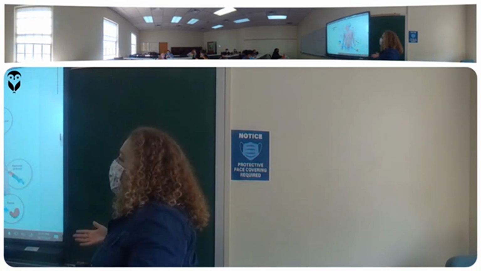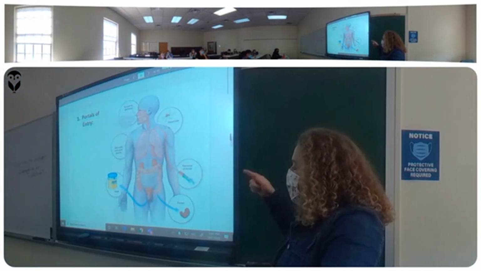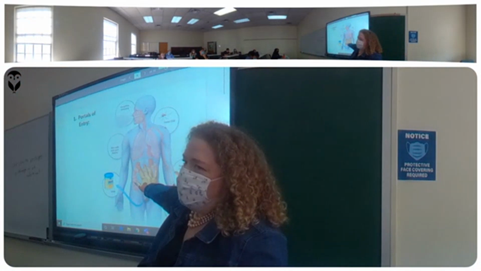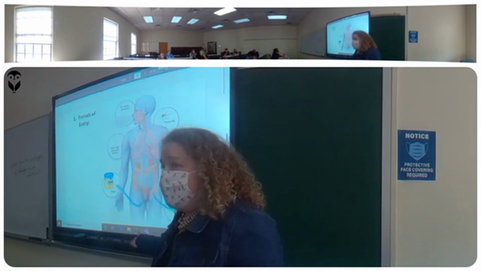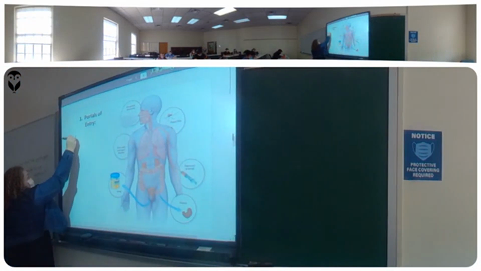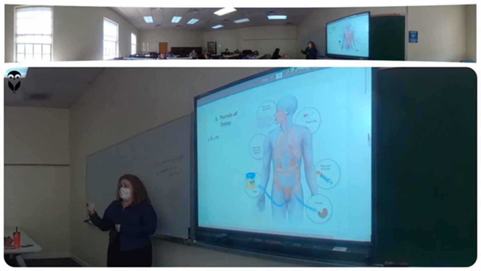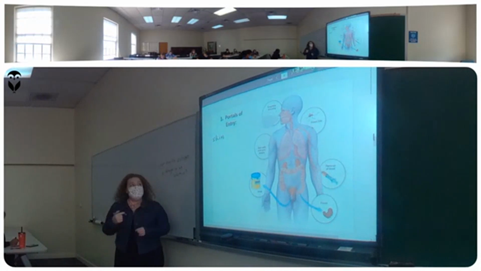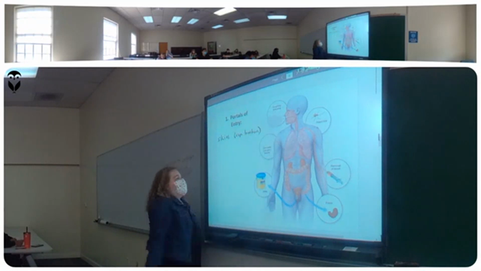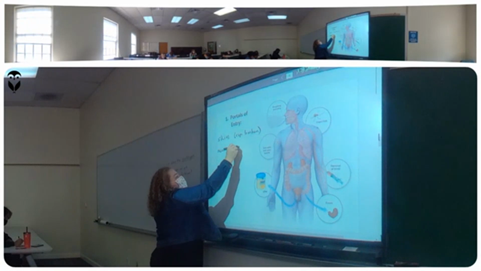So here, the portals of entry are the major ways that pathogens can come into the body. This picture is actually showing portals of exit, but I'm going to use the same picture to talk about portals of entry. So portals of entry are skin. Some pathogens literally can infect through the skin, especially if the skin is broken. Skin can be a portal of entry. Mucous membranes definitely are.